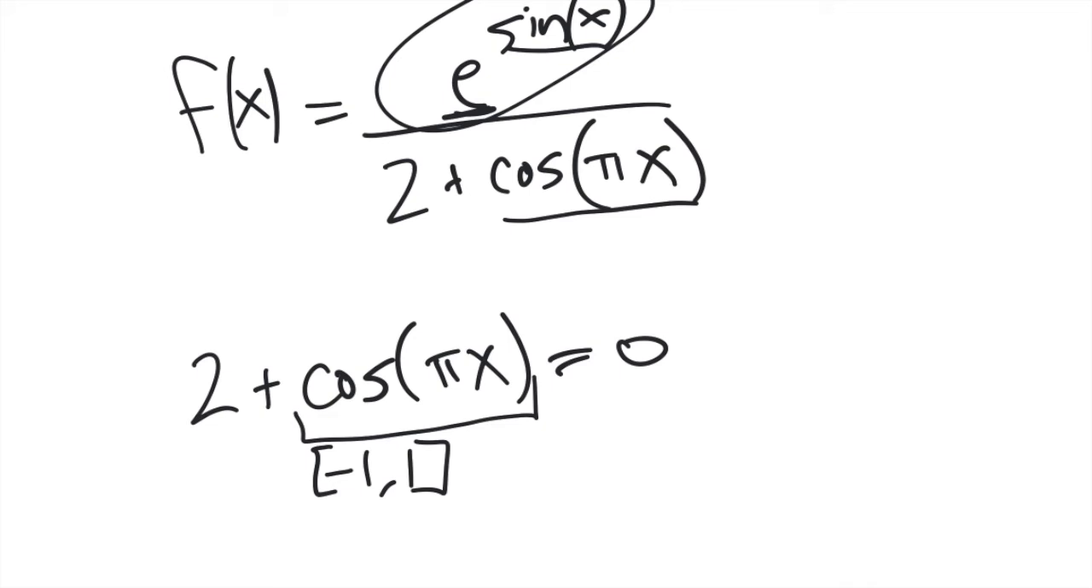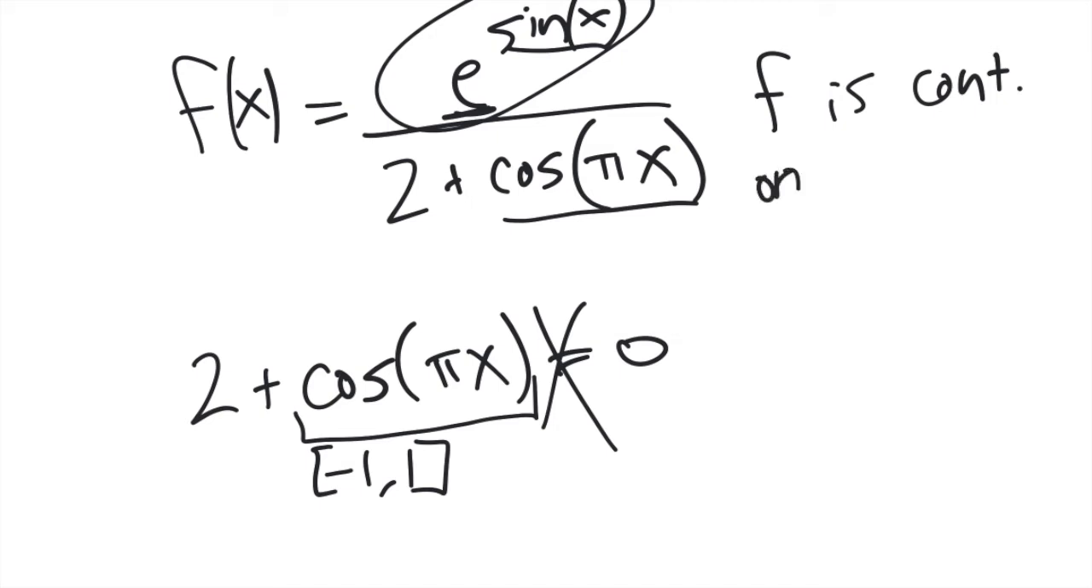So the smallest that the denominator can get is when you have 2 plus a -1, which is still a positive value on the bottom. It's not possible for this thing to equal 0. So where is this function continuous? F is continuous, we would say everywhere, or you could also say on the interval from -infinity up to infinity.